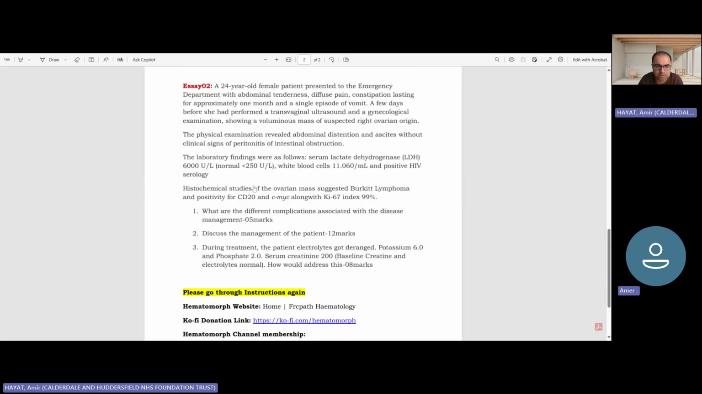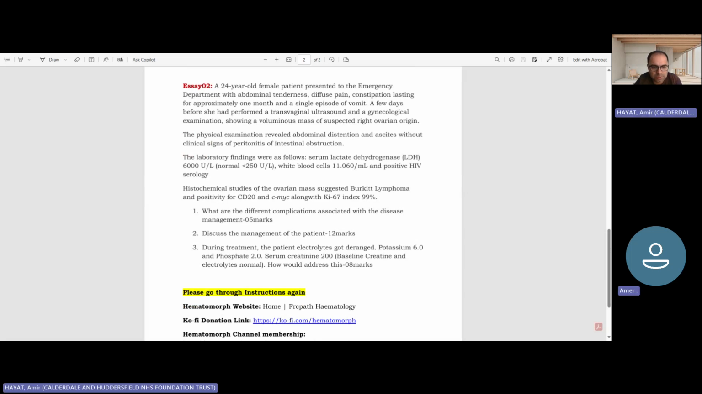Then the second question was about a young female Burkitt lymphoma patient with high LDH and positive HIV serology as well, and Ki67 was more than 99%. Giving a young patient in the scenario means you have to check for the possibility of pregnancy. Pregnancy testing is a must in such scenarios. If you forget this, it may harm your essay in the exam. So please mention pregnancy test in the investigation section of your answer.